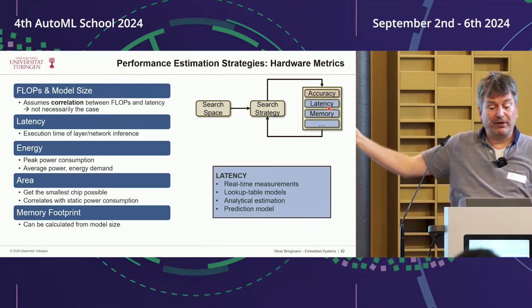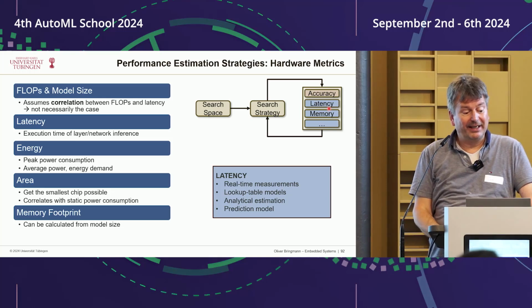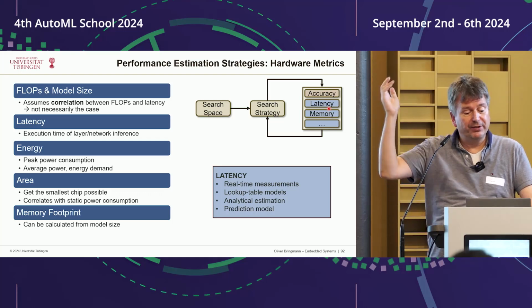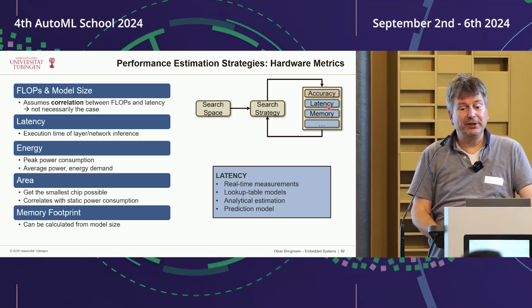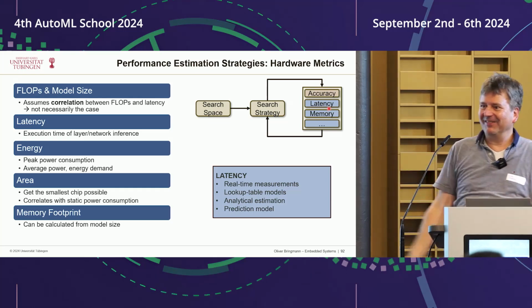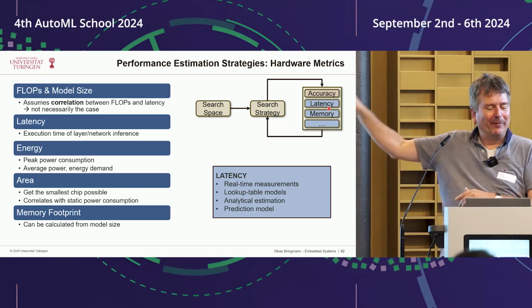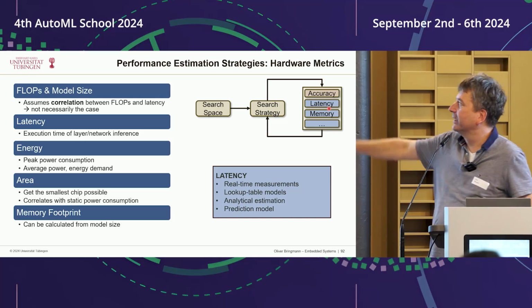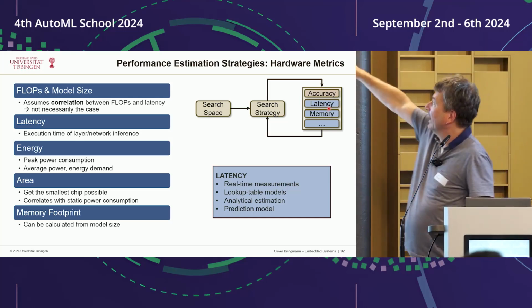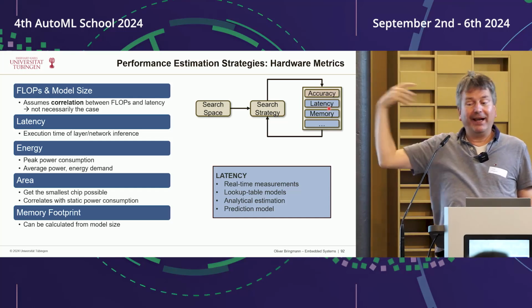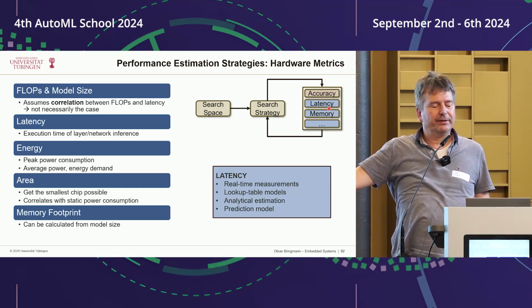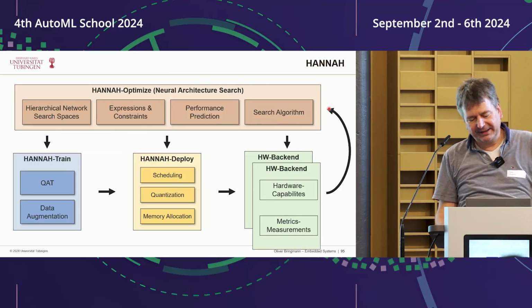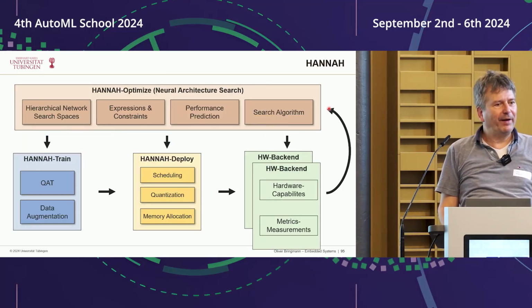But of course, you need performance estimates. For the ML community, performance probably tells you accuracy. For the hardware community, it tells you latency. But we have to be aware of that. Probably it tells you about latency, energy, area, memory footprint. You need those metrics as well to evaluate your network. That's very important. And then that's the setup of HANA. I won't spend time here, you will expand on it later.